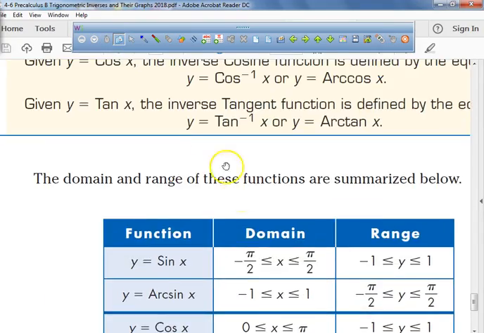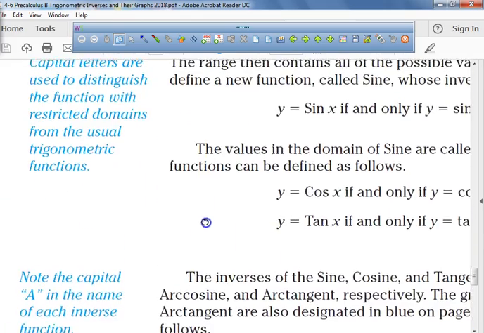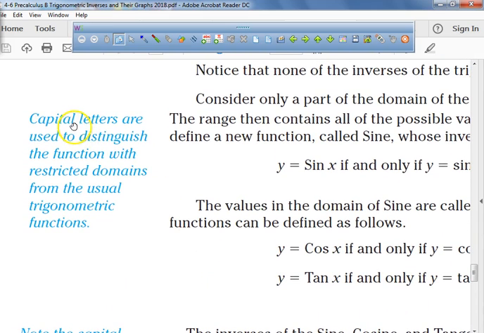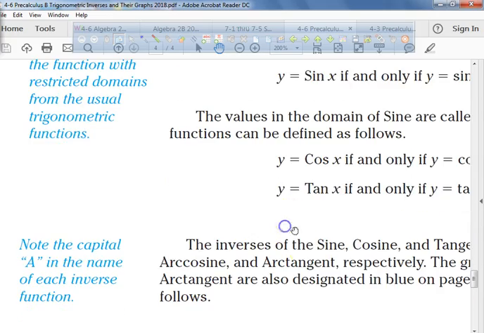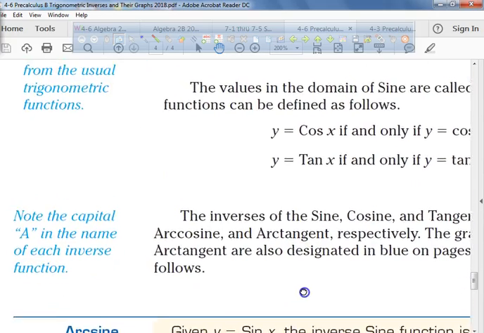Whenever you see a capital letter, I'm going to go up here. We're going to look at something. It says capital letters are used to distinguish the function with restricted domains from the usual trig function. So we're going to be restricting their domains, okay?